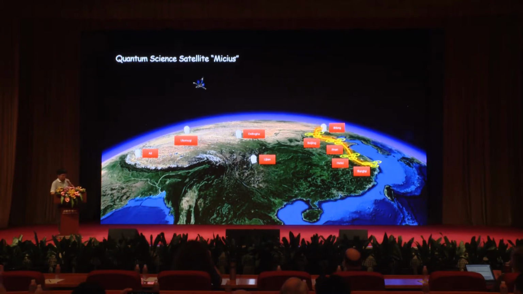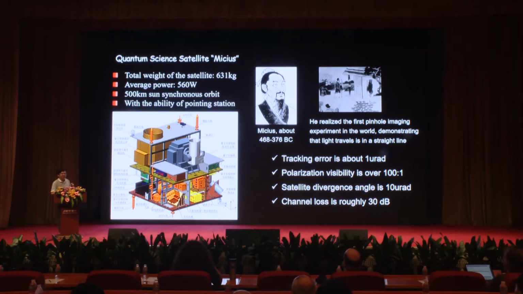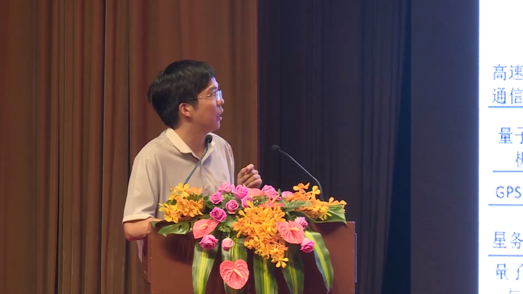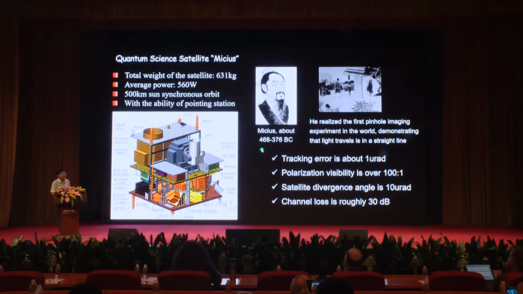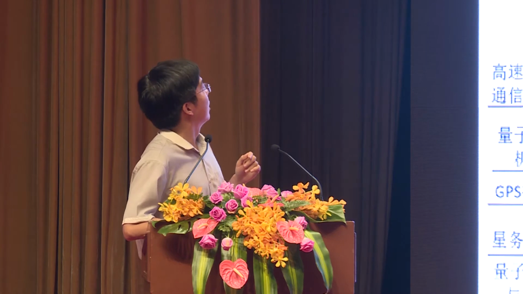But actually, I looked through Jian-Wei's talk yesterday, and I just want to mention 2 things. First of all, why it's called Micius. Micius is our philosopher, actually the first scientist in China, about 400 years BC, and he realized the first pinhole imaging experiment, demonstrating that light travels in a straight line, so the image is reversed. Euclid, in the West, pointed this out about 100 years later. I don't need to introduce the satellite itself.